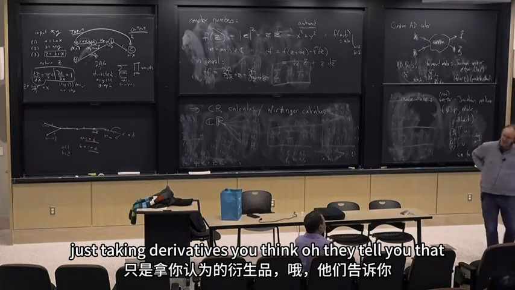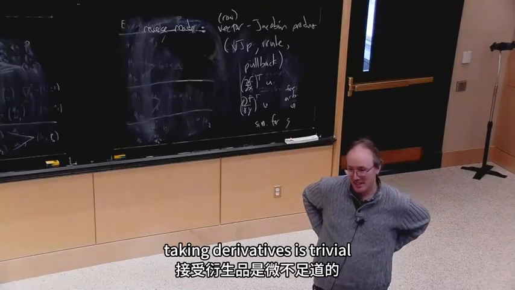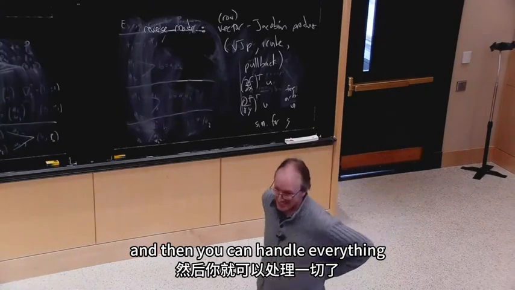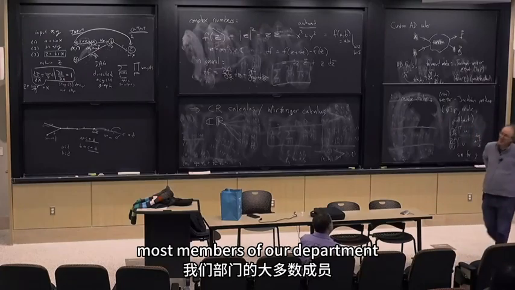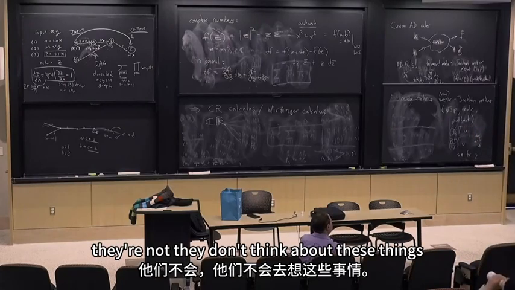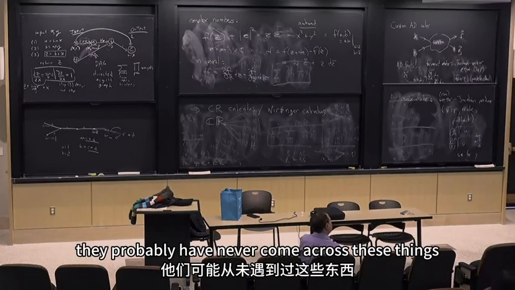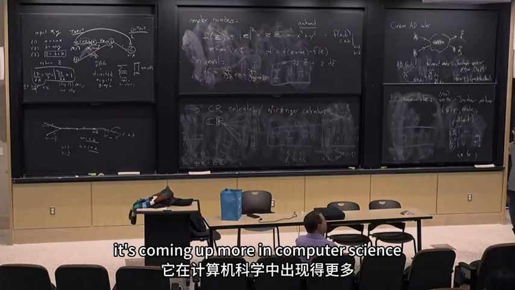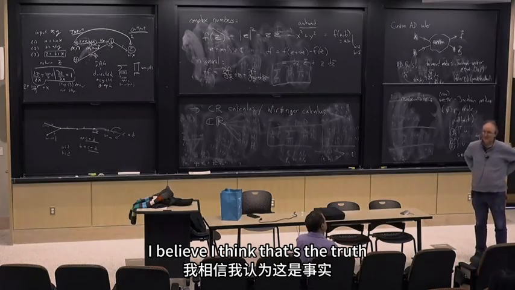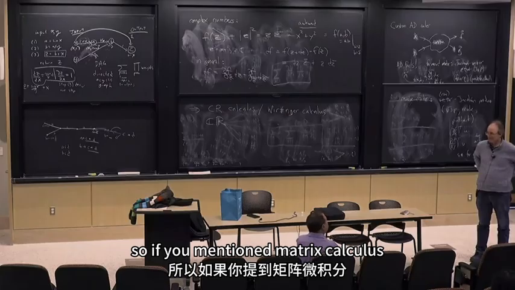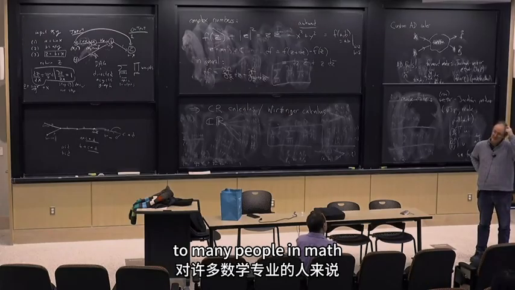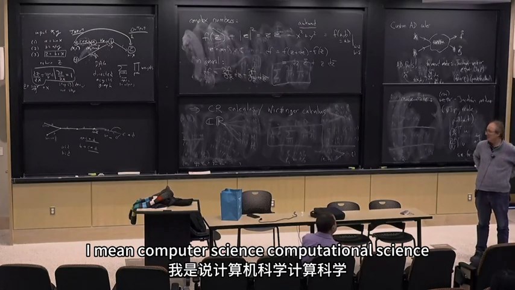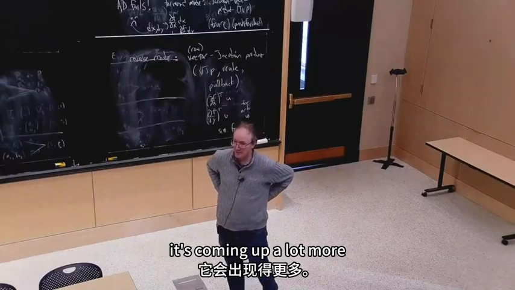They tell you that taking derivatives is trivial. You learn these 5 rules, and then you can handle everything. I think it's safe to say that most members of our department don't think about these things. They probably have never come across them by and large. It's coming up more in computer science and mathematics, I believe. If you mention matrix calculus to many people in math, it may not mean too much. Computer science, computational science, it's coming up a lot more these days.